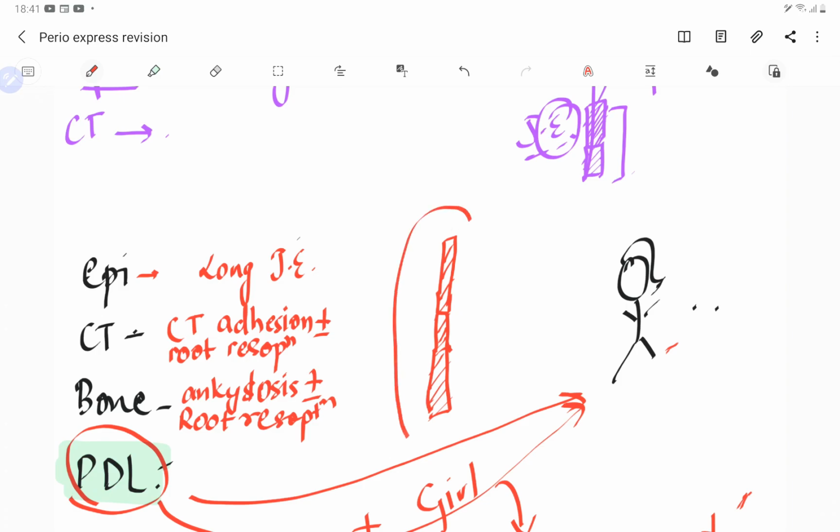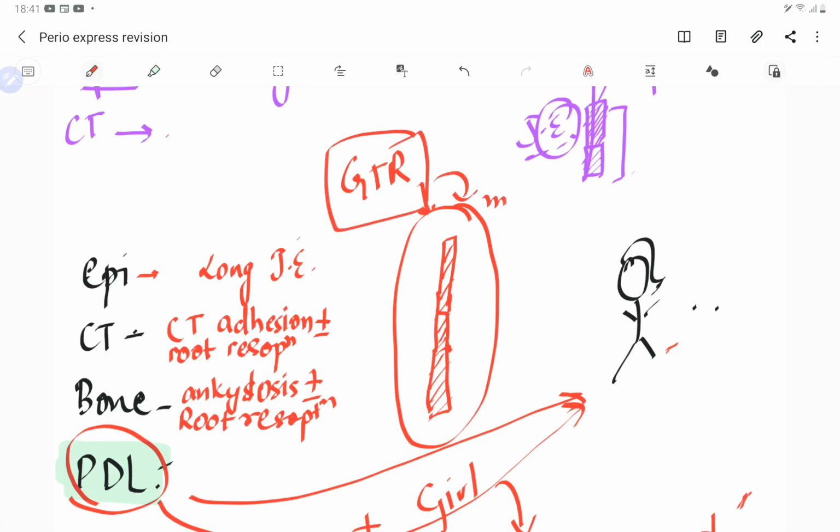So basically guys, this barrier is known as the GTR. So this is a barrier or a membrane, which we place before the healing process happens. For the healing process, we want there to be a guided healing process. So basically this GTR is a membrane which is used to place a barrier for the epithelium, connective tissue as well as for the bone. We want this GTR membrane to let the PDL meet the root, so that new cells can repopulate at the root surface. So basically this GTR guys is a membrane.